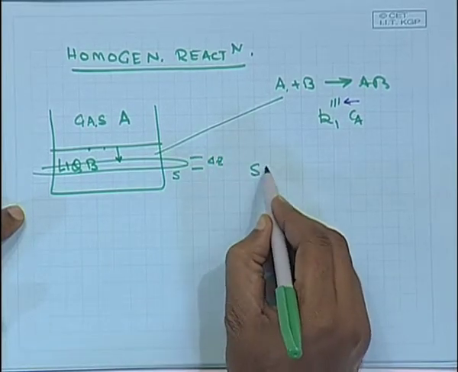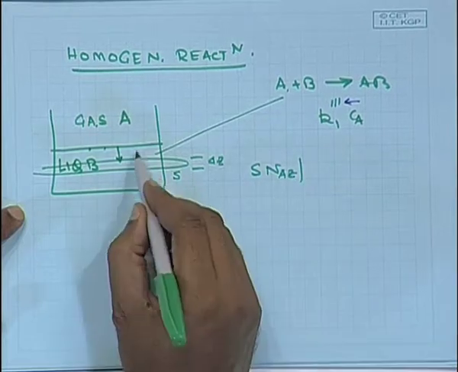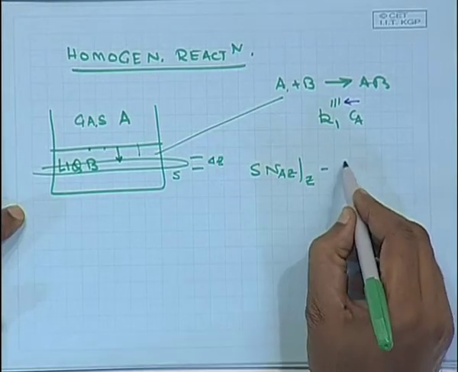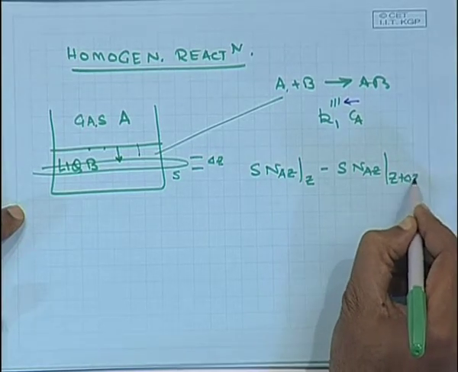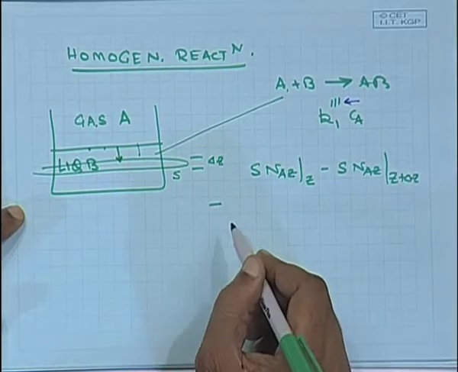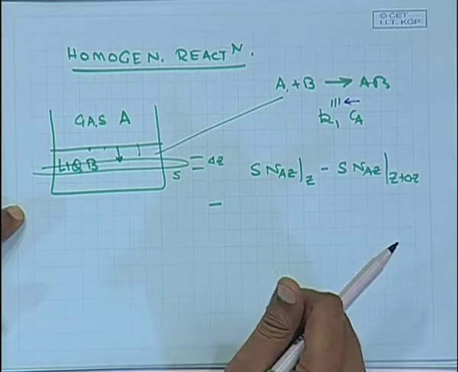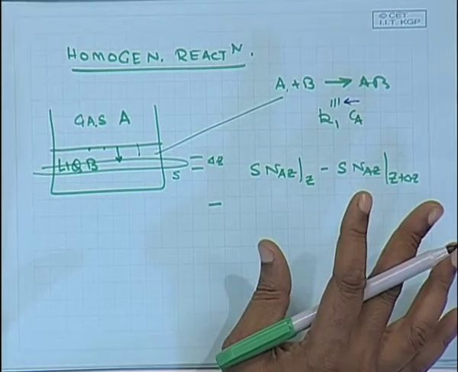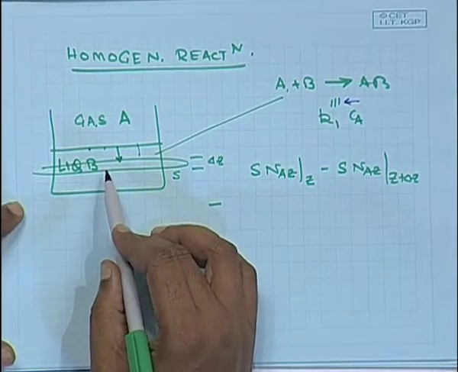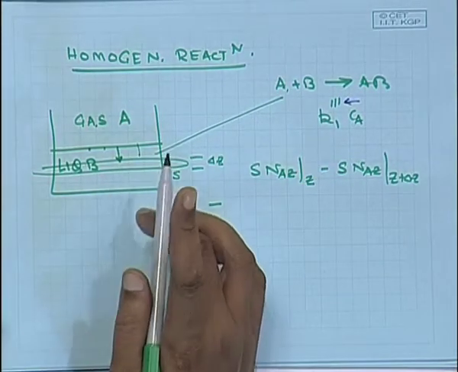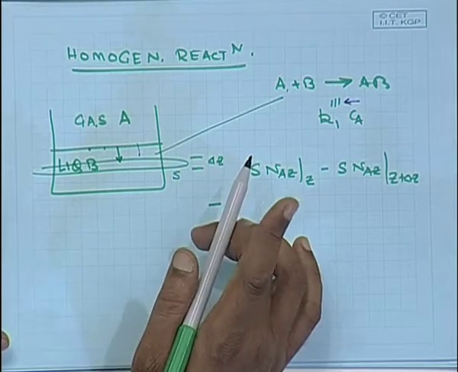So, S NaZ coming in at Z, minus S NaZ going out at Z plus delta Z, plus or minus, would there be a term here, a source or sink term? It is a homogeneous reaction taking place everywhere, so there would be a source or sink term. Is it going to be a source term or a sink term? It is a sink term.